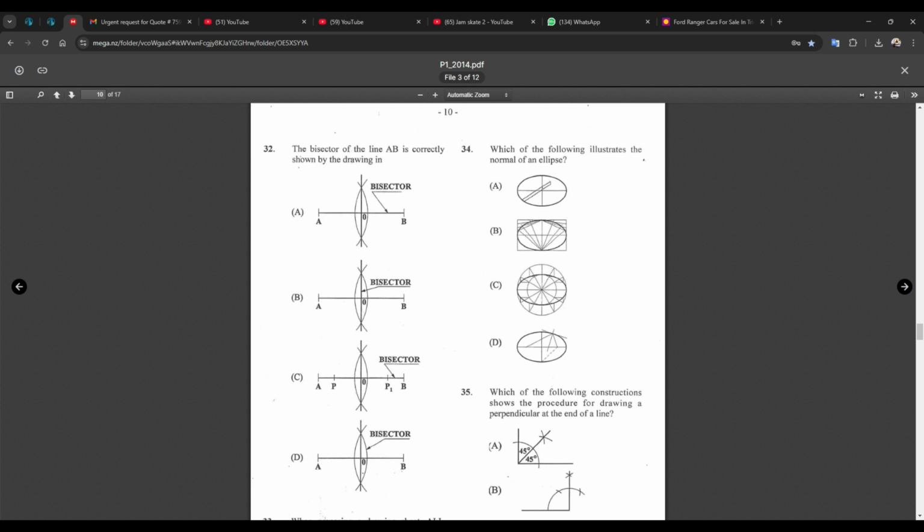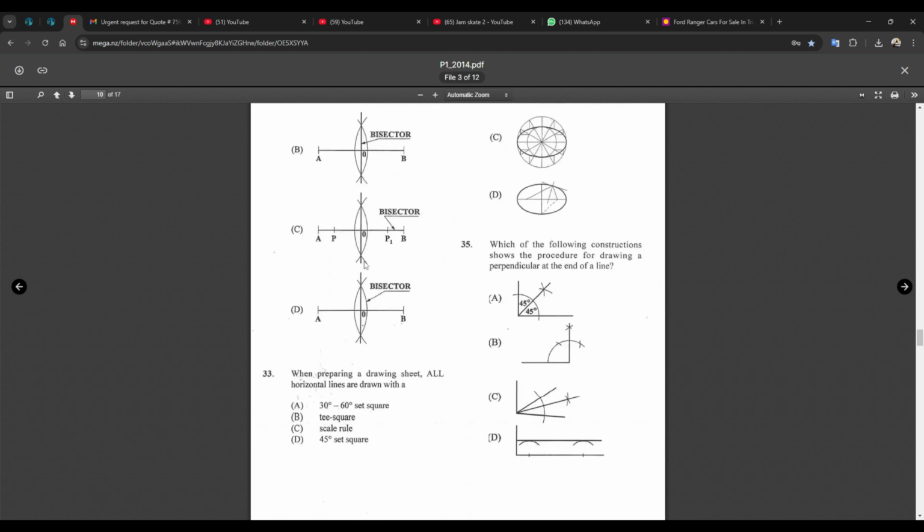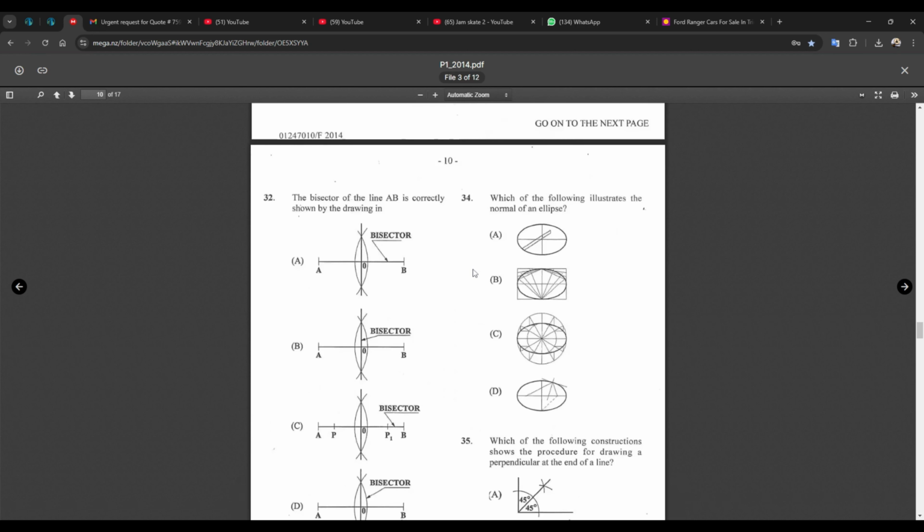The bisector of the line AB is correctly shown by the drawing in... All right, so this is AB. The bisector would be B, B as in boy. Number 33, when preparing a drawing sheet, all horizontal lines are drawn with a T-square, B.